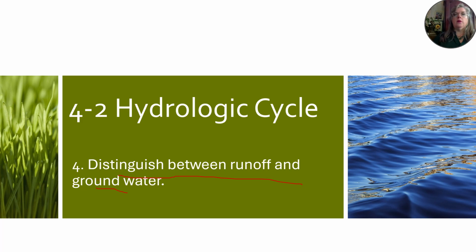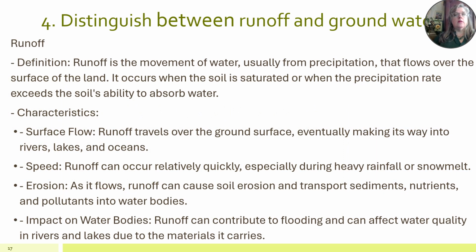Oh, let me switch to the next slide. So specifically, runoff is the movement of water, usually from precipitation, that flows over the surface of the land, and it occurs when the soil is saturated. Remember, we learned saturated soil in one of the last ones. It happens when the precipitation rate exceeds the soil's ability to absorb the water. So the soil has a certain amount that it can absorb, but once you go past that, the rest is going off to runoff. And the characteristics of that, you have surface flow.